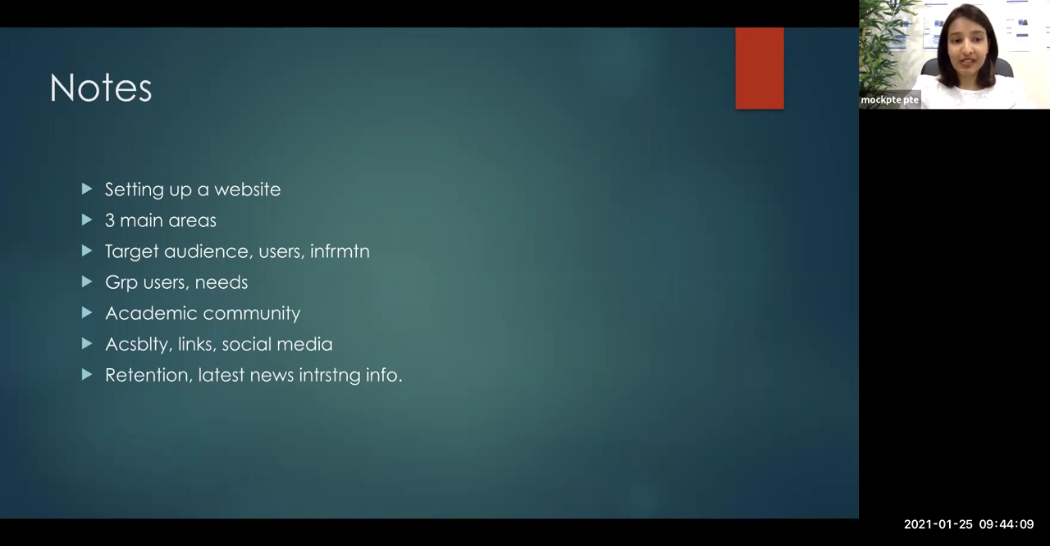Information, group users, needs, academic community, accessibility, links, social media, retention, latest news, interesting information. See, I have not written down most of the words completely. I have used only short forms because that saves my time. And if you notice here, I do not have a complete sentence anywhere. I just have some important words from the audio. Because why?